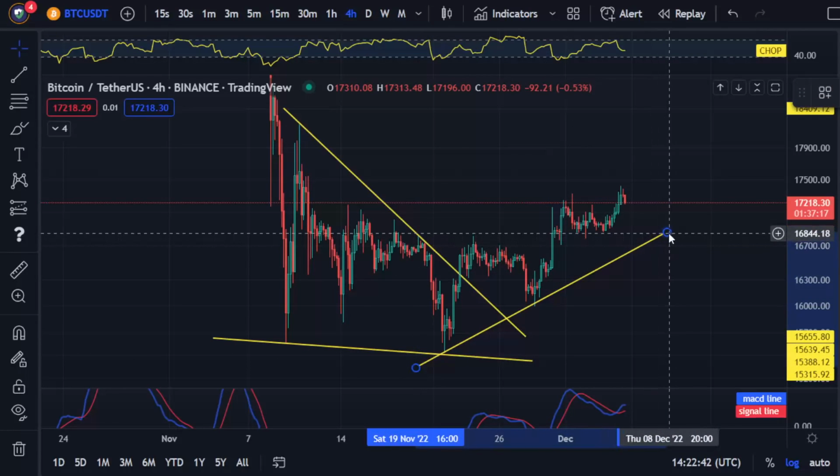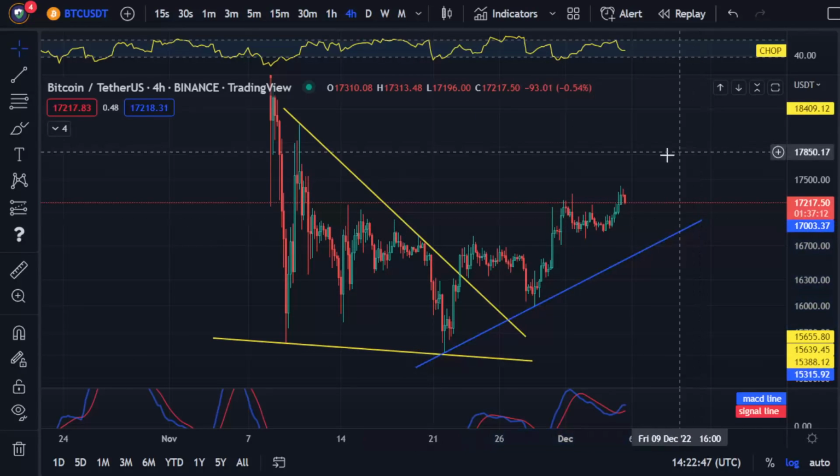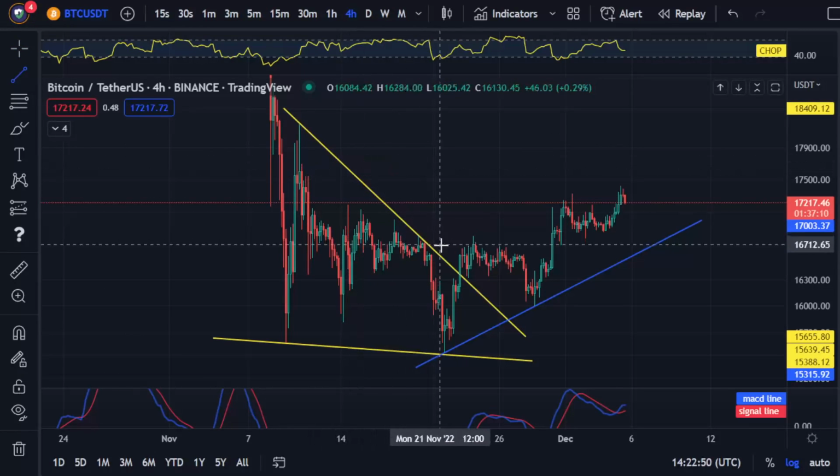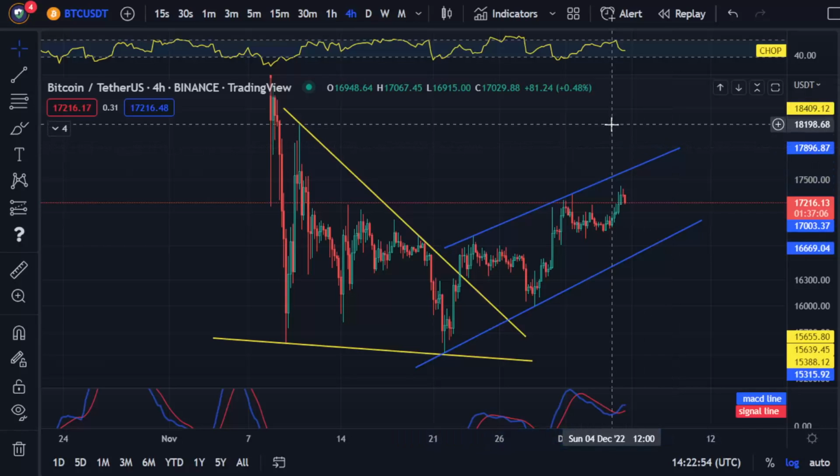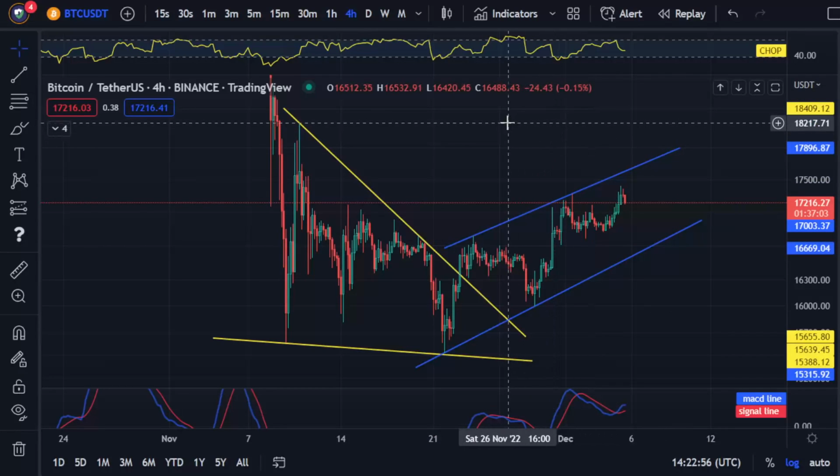Let's start by checking the current situation on the BTC to USDT chart in the 4-hour timeframe. As you can see, the price is moving within the uptrend channel indicated by the blue lines.